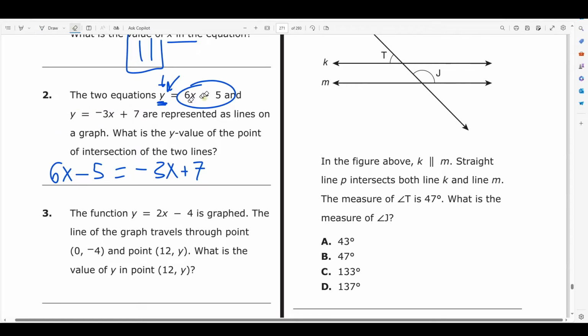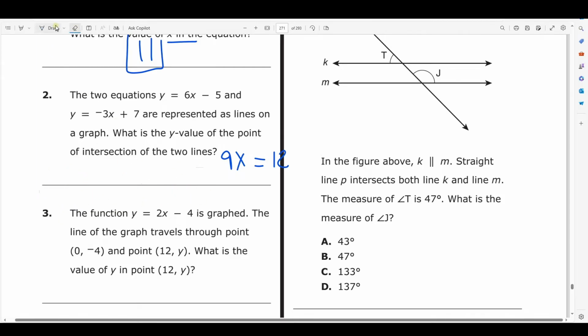That makes sense. And now all you have to do is just solve for x. How do you solve for x? Well, you combine like terms. So you add 3x on both sides. You're left with 9x minus 5 is equal to 7, and you add 5 on both sides, and you get 7 plus 5 is equal to 12, right? So you combine like terms and you move everything to one side. You get 9x is equal to 12.